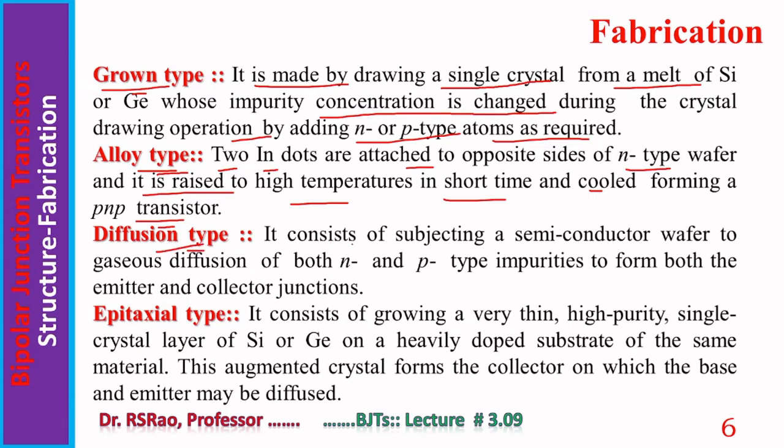Diffusion type. It consists of subjecting a semiconductor wafer to gaseous diffusion of both N and P-type impurities to form both emitter and collector junctions. Then epitaxial type. It consists of growing a very thin, high purity single crystal layer of silicon or germanium on a heavily doped substrate of the same material. This augmented crystal forms the collector on which the base and emitter may be diffused.